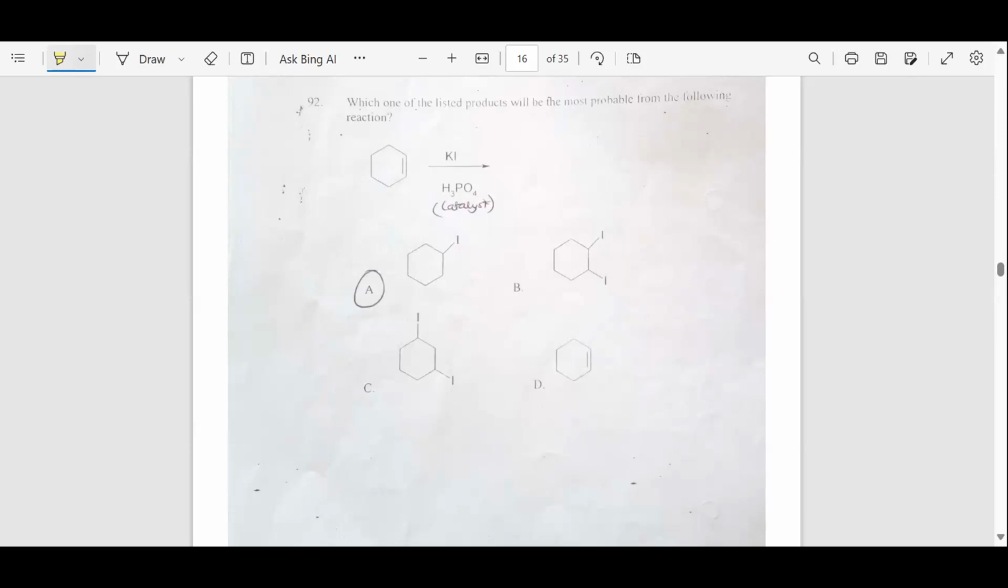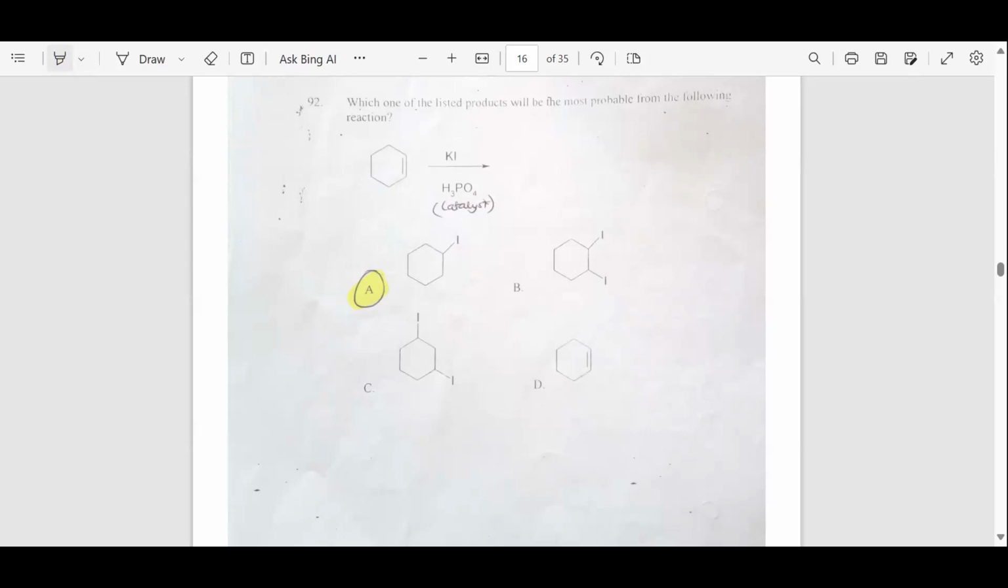So it should be A. Yeah, it should just be A. I think it's similar to the previous one because there's an unsaturated, you can see a double bond, cyclohexene, and then we can see potassium iodide. If it was now like 2 molecules of iodine, then we would have had what is probably in B.